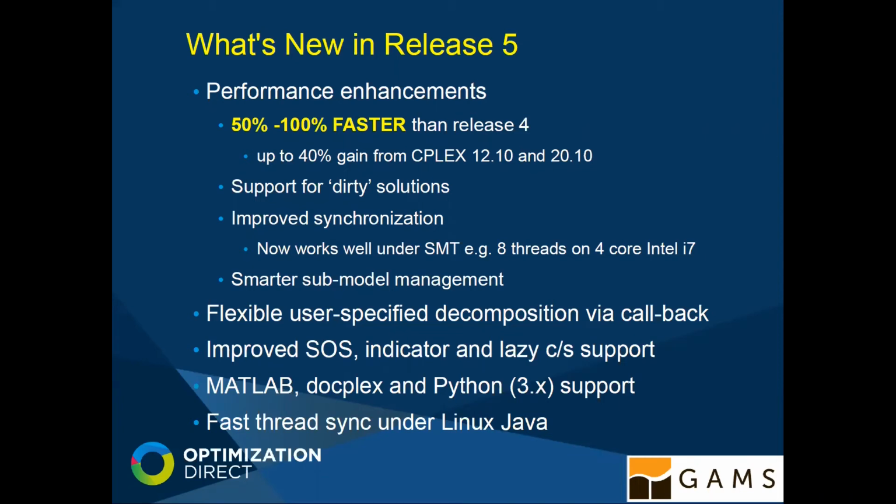We are more canny about how much effort we put into solving each submodel. In other words, we've got smarter submodel management, which improves submodel throughput, increasing speed. We have at release 5, and as used by that GAMS model that we've just seen, introduced a callback through which the user can specify the model decomposition. We've improved our support for non-binary integer objects like special ordered sets, indicators, and lazy constraints.